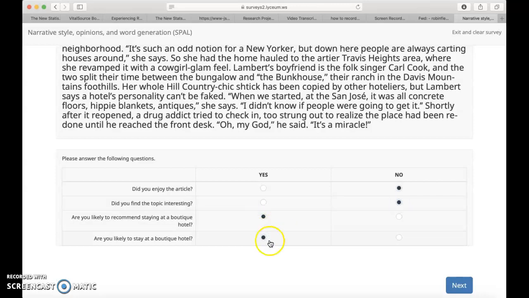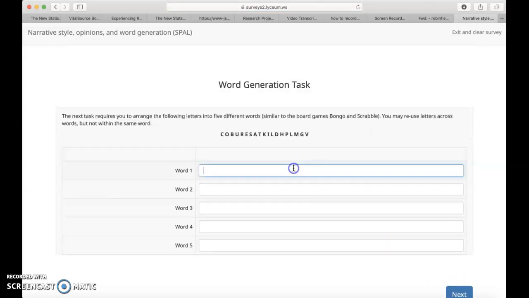If they experience no delay, they will proceed directly to the word generation task, where they will be asked to come up with 5 words using the letters above. Instructions are given.